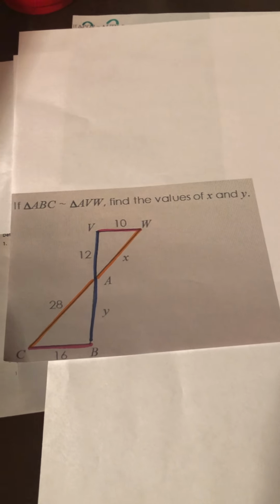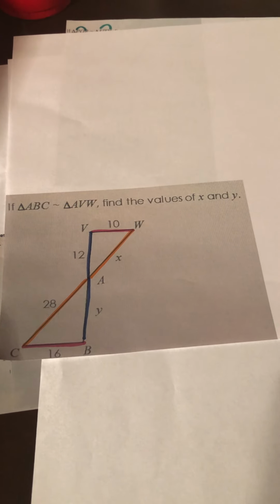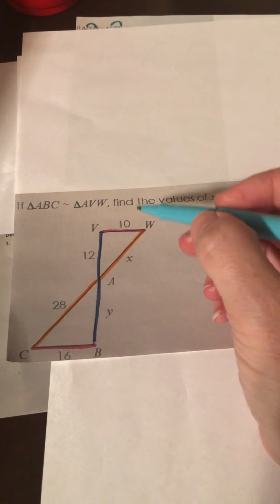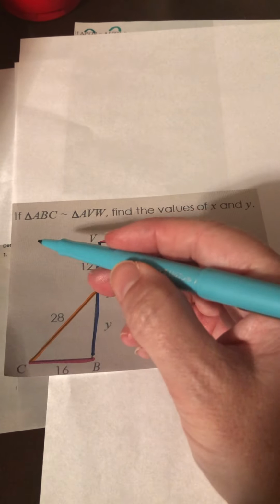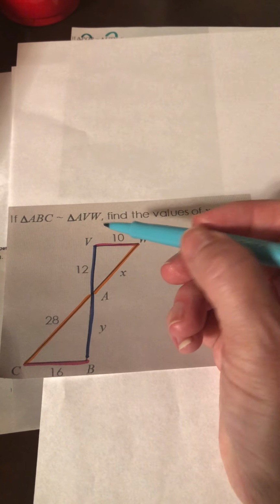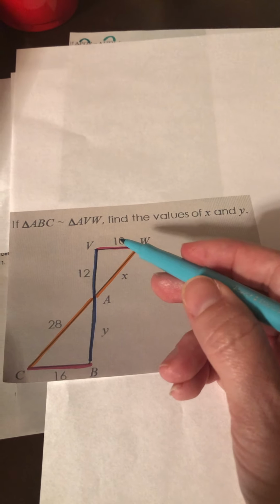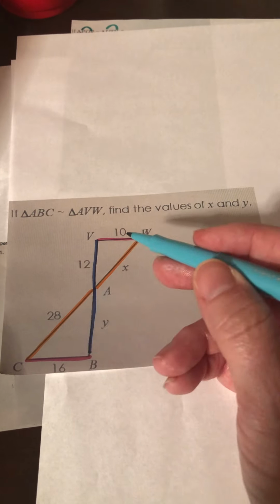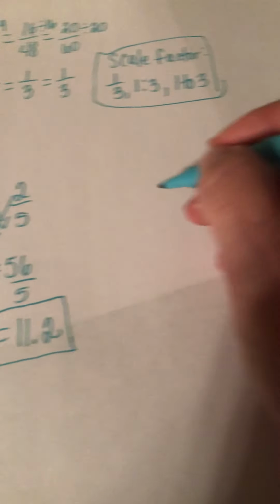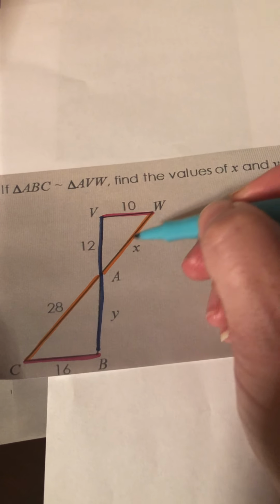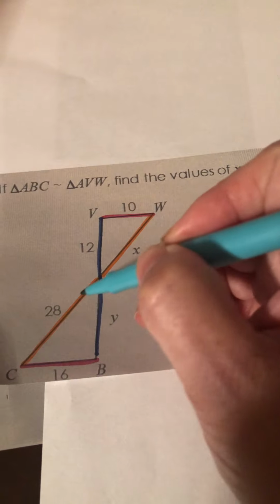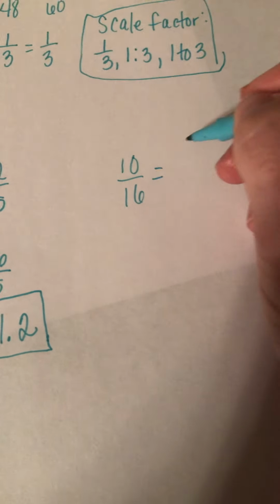We need to find the corresponding sides that have 2 numbers because we don't have a scale factor, and that's going to be our pink ones. So we've got ABC is similar to AVW. If you do small to large here, 10 to 16, that's going to be my first ratio. Now let's figure out our X. X is orange, so I'm going to put X over 28.